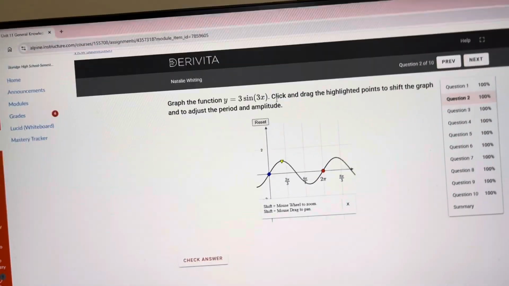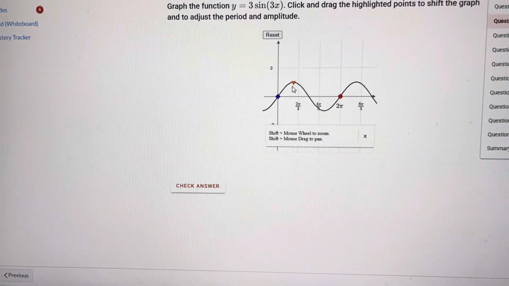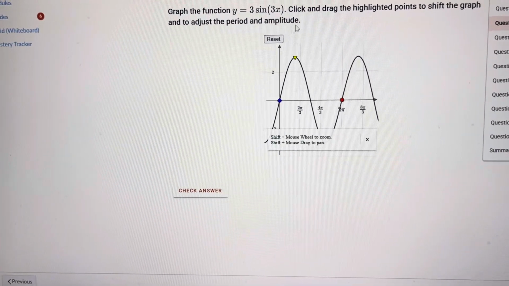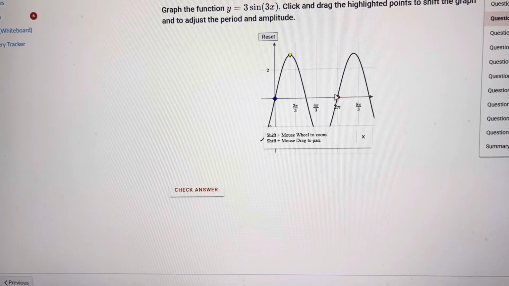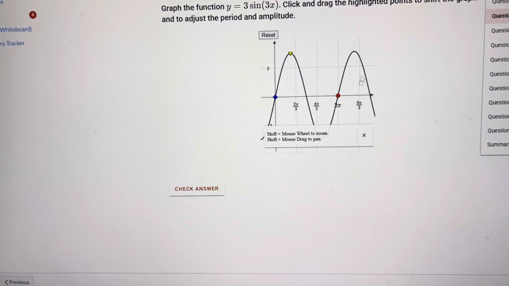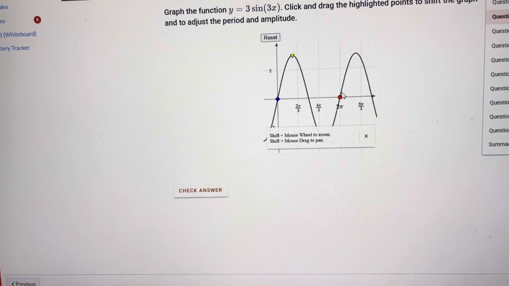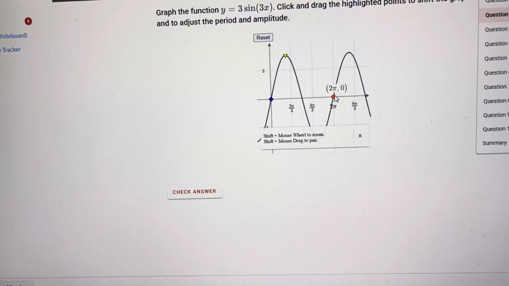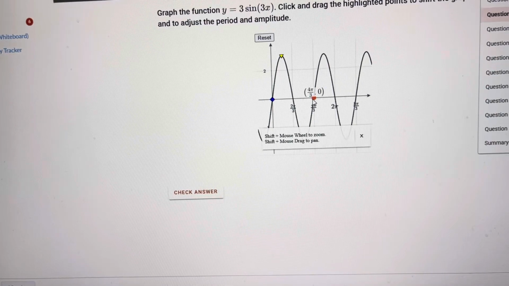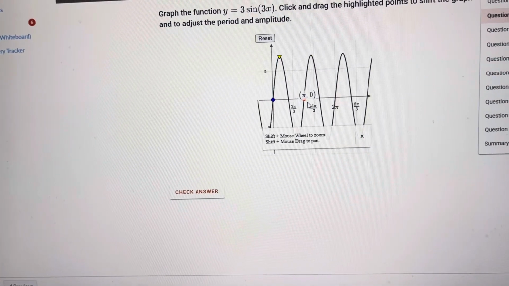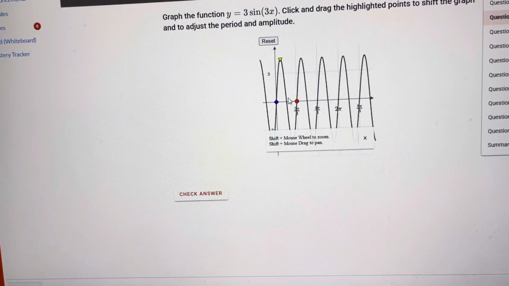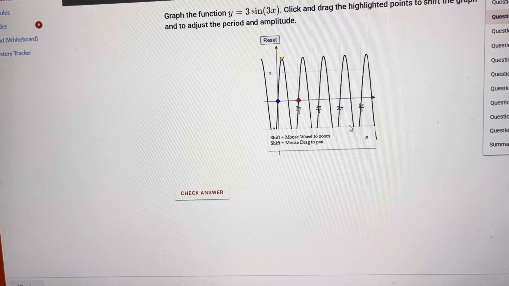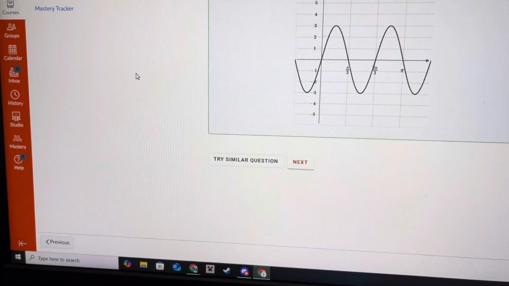Then for this one, this is another sine. This is 3 sine, so we're gonna set the amplitude to 3. And then this is 3x. So what this wants is that we want three of these little swoopy things to happen before 2 pi happens. So we're gonna move it. This is pi, but we want to move it 1 more. There. So now we have 1, 2, 3. Get it? There you go.